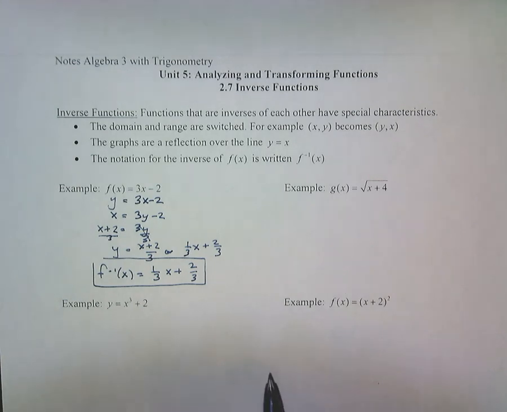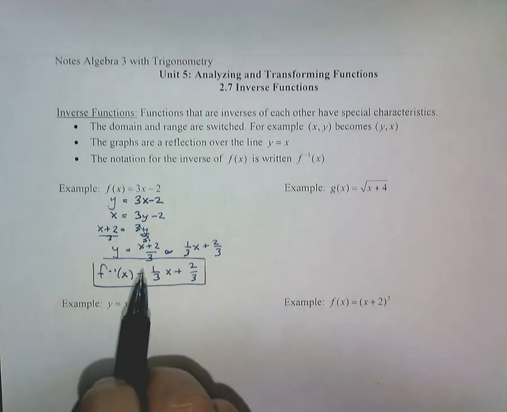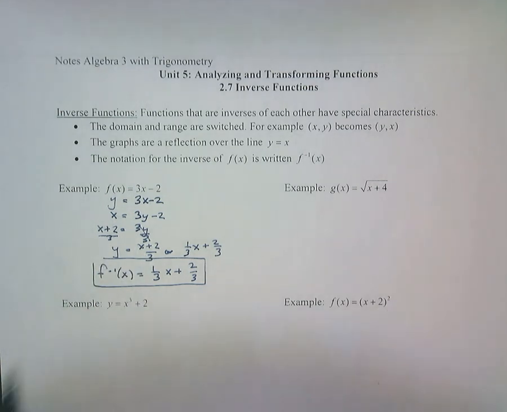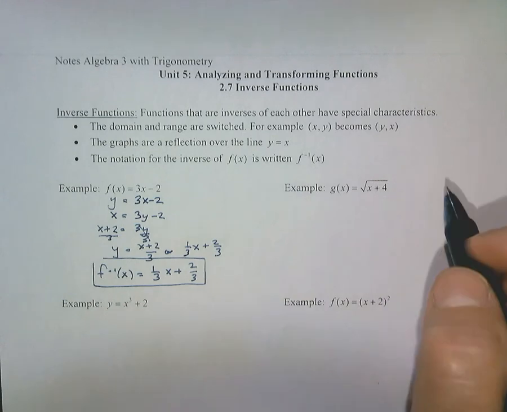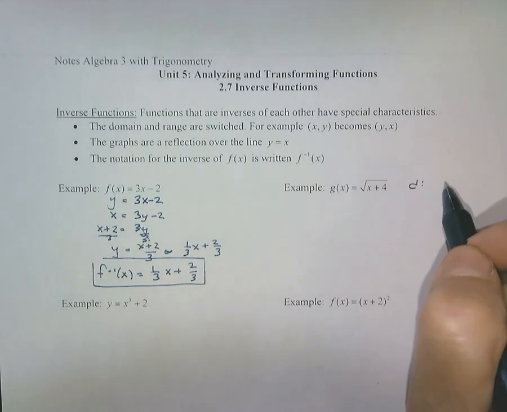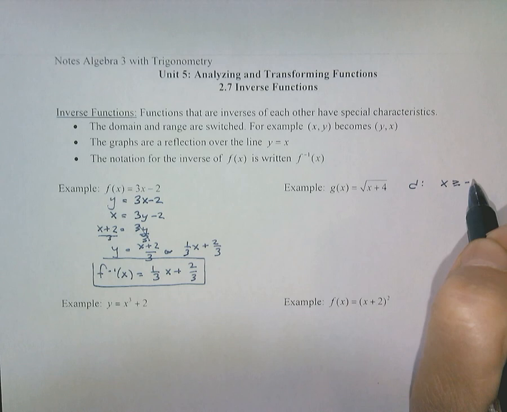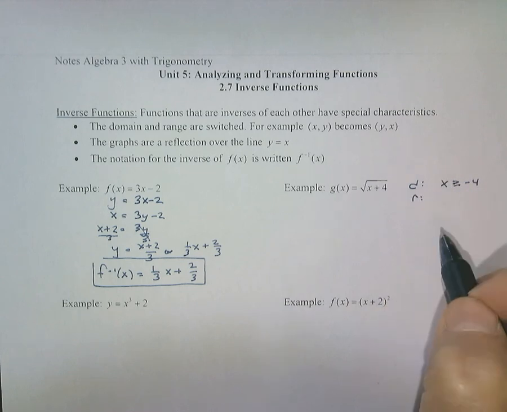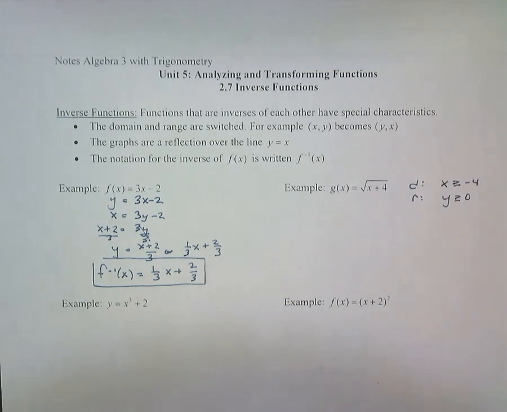My second example, I have g of x equals the square root of x plus 4. So I didn't talk about domain and range on this function, but I want to talk about it on this one. The domain on this is going to be x is greater than or equal to negative 4. And the range is going to be y is greater than or equal to 0. And I'll show you why I'm discussing this. And we've done a lot with square root functions. Like I've told you before, they really are my favorite function to work with because they're not symmetrical, they're special cases. So I like that.